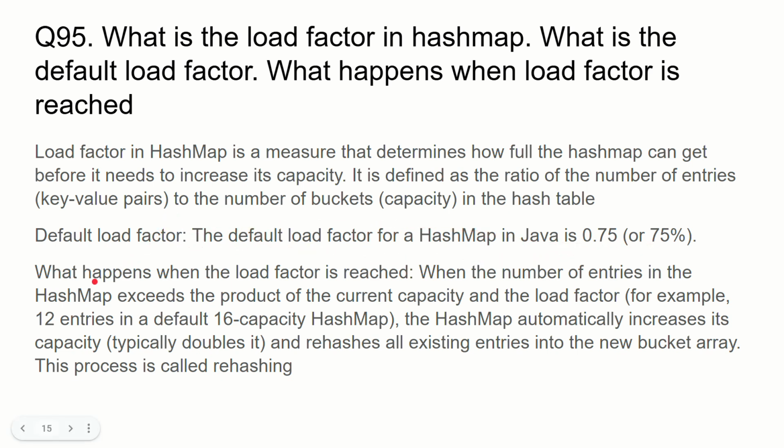Now, what happens when the load factor is reached? When the number of entries in the hash map exceeds the product of current capacity and the load factor, for example 12 entries in a default 16 capacity hash map, then the hash map automatically increases its capacity. Typically, it doubles it and rehashes all the existing entries into the new bucket array. This process is called rehashing.